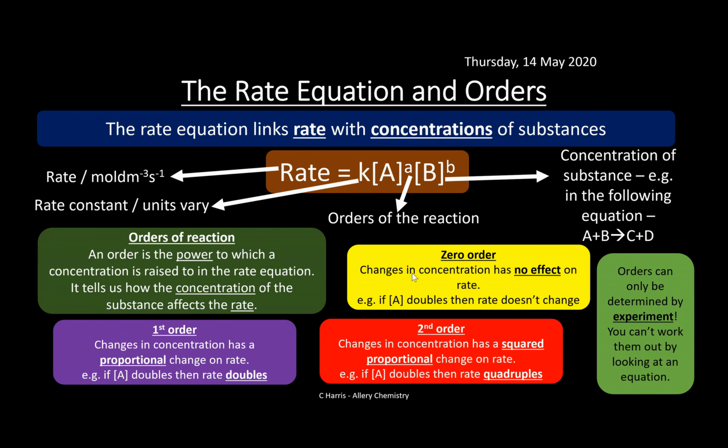Now, remember, orders can only be determined by experiment, okay? We can't work them out just by looking at equations. I can't look at an equation written down in front of me and tell you what impact a reagent would have on rate. It's just impossible. You have to actually do the practical, plot your graph, and then work out the rate equation from that and see what impact changing the different reagents has on rate.